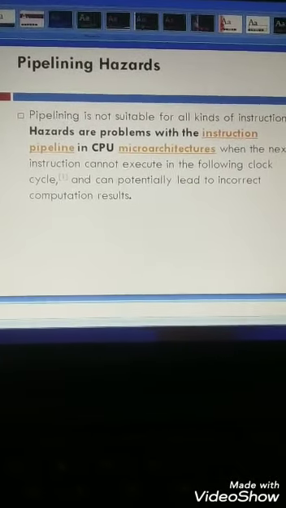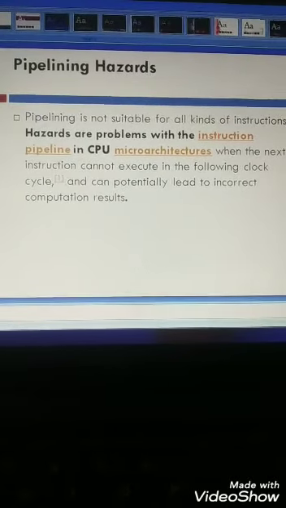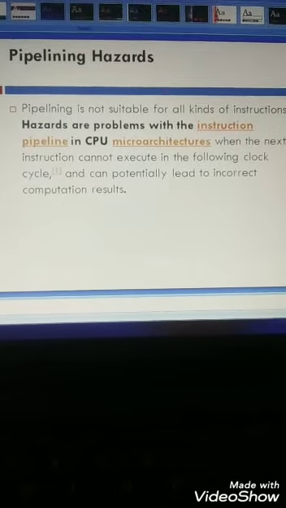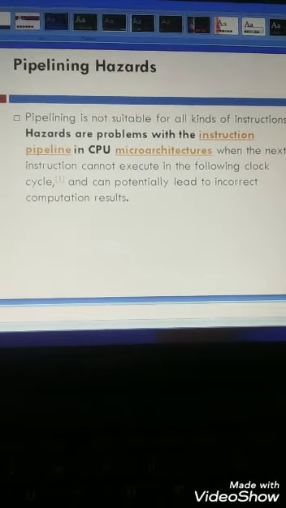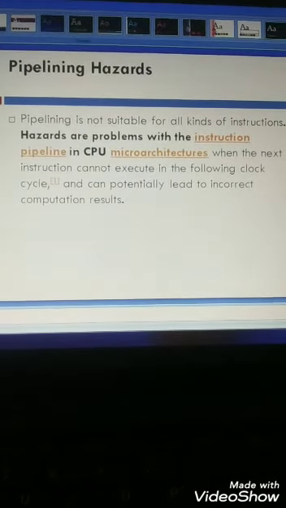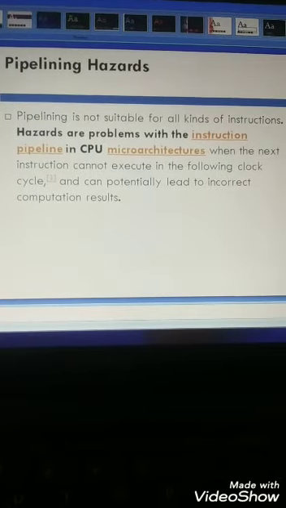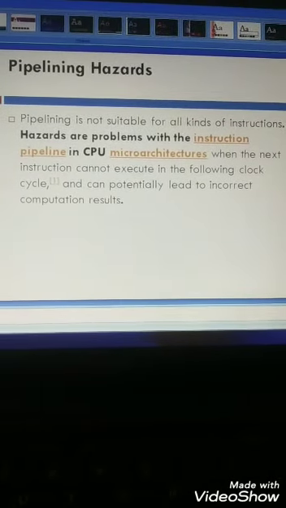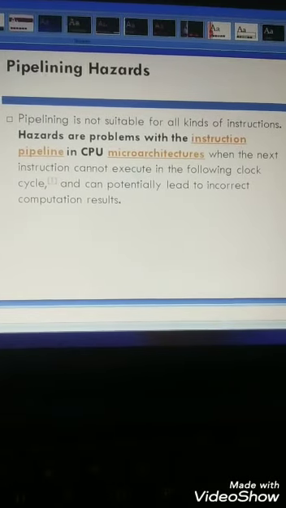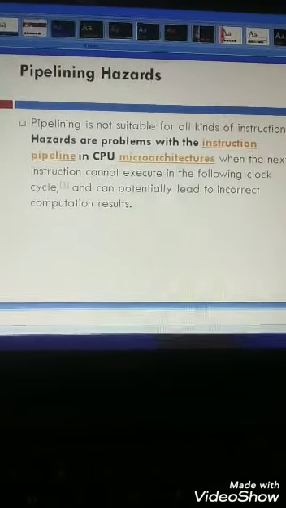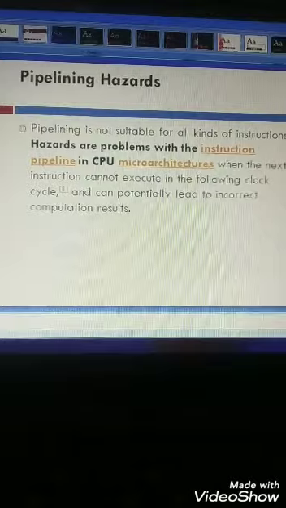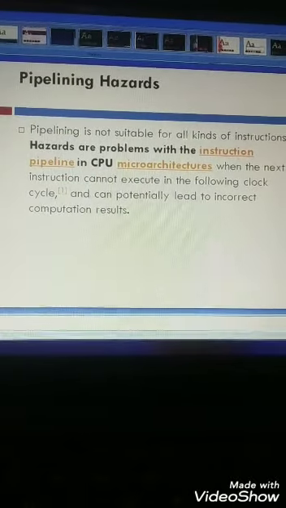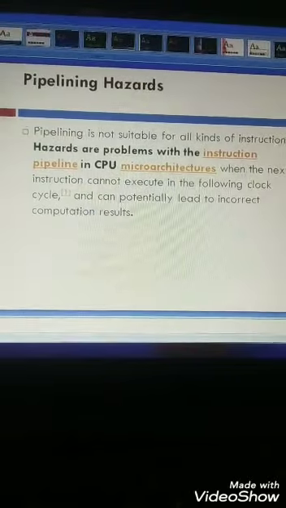So the next topic is pipelining hazards. Hazards are problems. So what are the problems encountered during the pipelining process? Pipelining is not suitable for all kinds of instructions and processors. Hazards are a problem with the instruction when the next instruction cannot execute in the following clock cycle, and can potentially lead to incorrect computation. For example, the first instruction feeds the next instruction, and so on. Multiple cycles execute simultaneously, but when it does not achieve the result, then hazards occur.